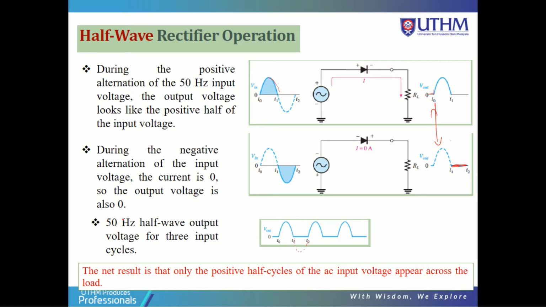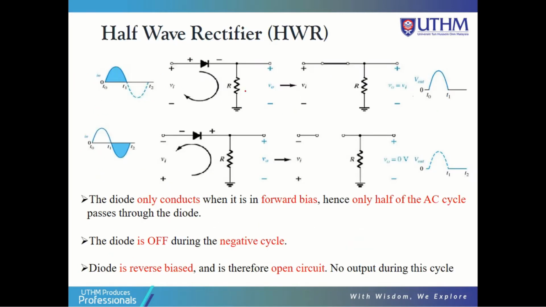Jadi you boleh baca. Ini sama macam explanation yang saya cakap tadi. Okay, the net result is that only the positive half cycle of the AC input voltage appear across the load. Cuma positive half cycle aja. Yang negatif dia akan eliminate. Okay, then ni sama lah macam tadi. Ni sama. So you kena tengok dia punya sambungan diode.